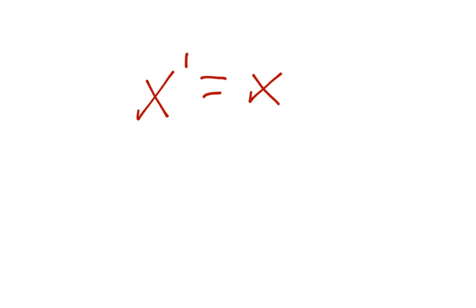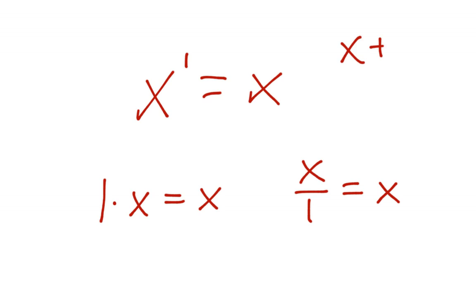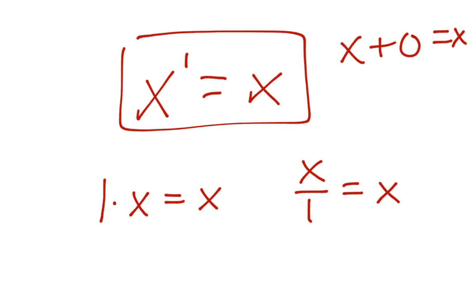When something is written without an exponent, that just basically means there's one of those invisible ones, kind of like 1 times x equals x, or x divided by 1 equals x, or x plus 0 equals x. Well, x to the 1st power, that's just another way of writing x. And so there's always an invisible 1 exponent on any number that doesn't have an exponent written.